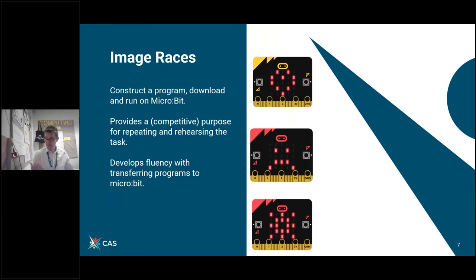So what we do is, once they've got that idea of it takes those two blocks to make a program, we then do a first person to show me a MicroBit with a, and we've got some examples here. So first person to show me a picture of a MicroBit with a picture of a heart on it. And the idea then being that the children quickly program it, they transfer the program on, and they hold the MicroBit up. And it's up to the teacher how you want to do it in the class.